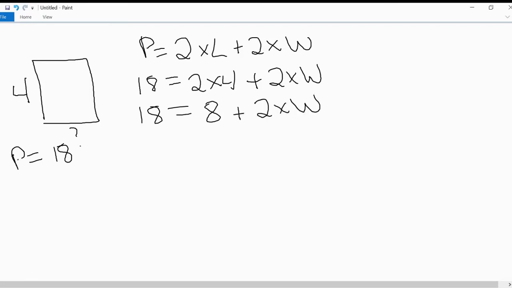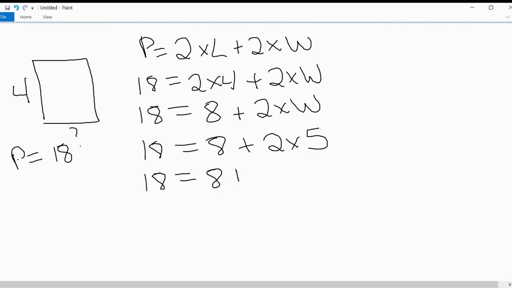Now we need to use our multiplication facts and look at it and figure out which number works best for that W. So if we tried 4 for W, we would have 18 equals 8 plus 2 times 4. Well, we know 2 times 4 is 8, and 8 plus 8 is 16, so that's going to be a little too low. Let's try 5. 18 equals 8 plus 2 times 5. 18 equals 8 plus 10, which we know is correct. So that way we know that our width is 5. So we're going to go ahead and write a 5 in there.